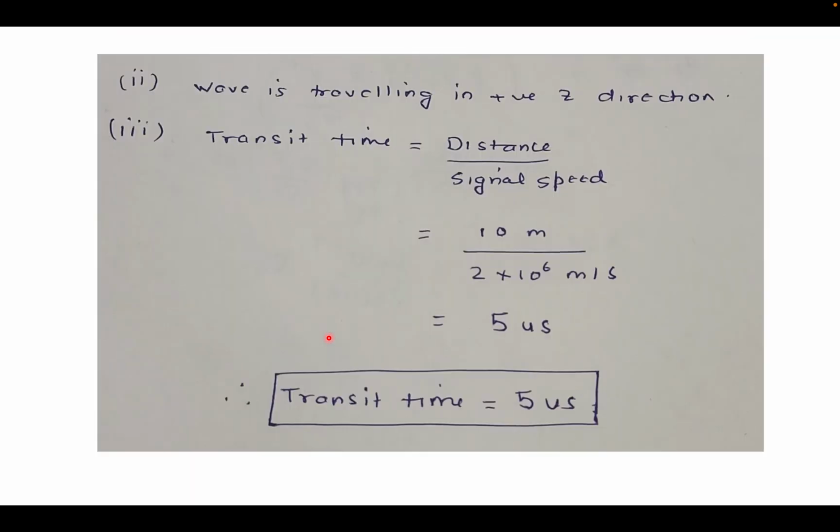So from there you can easily calculate. Transit time is given by distance upon signal speed, right? So distance is given by 10 meter and speed of the signal is 2 into 10 power 6 meter per second. So the transit time will be 5 microsecond. Okay, so this was the first problem of this assignment number 2, and I hope it was really easy.